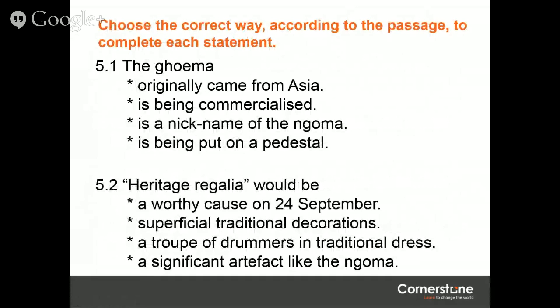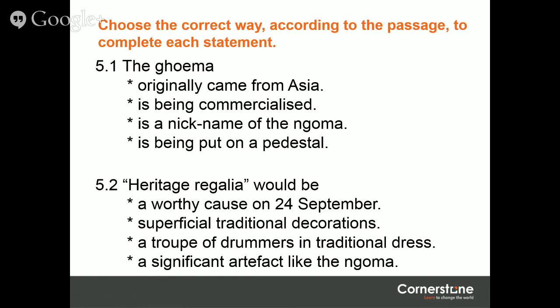Question 5 has 3 sections, and you must just choose the one that you believe is correct. So, the Guma originally came from Asia, is being commercialized, is a nickname of the Ngoma, or is being put on a pedestal. No, he warned that it must not be put on a pedestal, and he said that Braai Day is being commercialized, and he specifically said that the Guma did not come from Asia, as some people think, although they do also have drums of that shape in Asia. Those Asian drums might have come from the African many thousands and thousands of years ago, not the other way around. So the answer is that it is a nickname of the Ngoma, especially in the Western Cape.